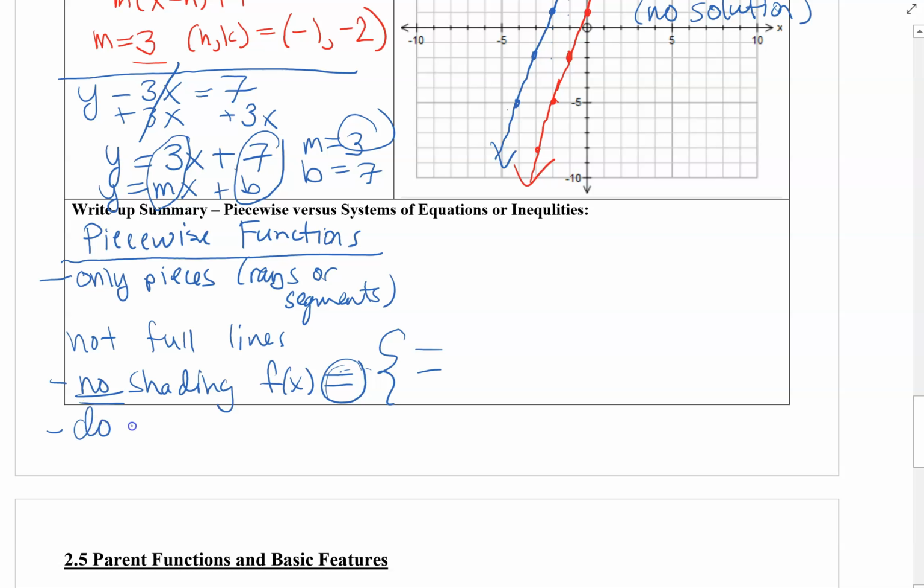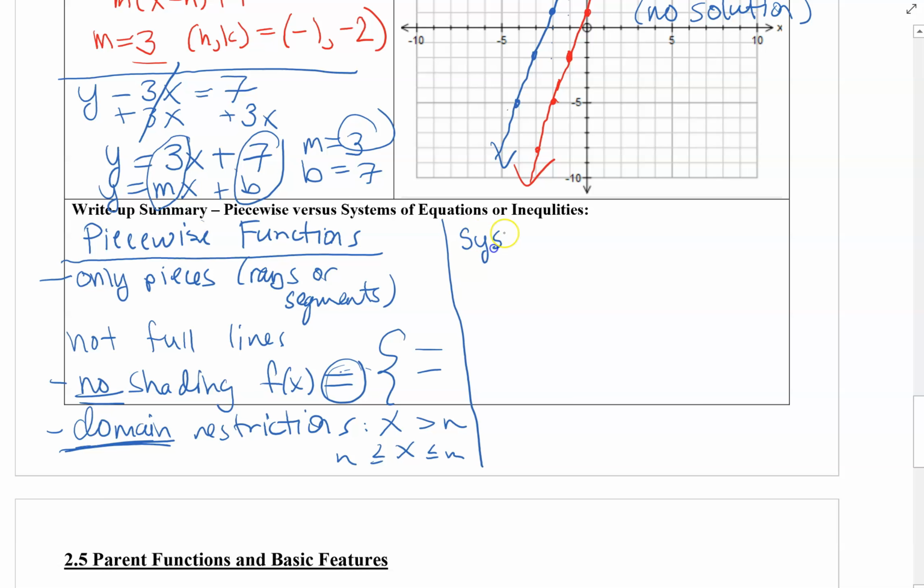And then it will have domain restrictions, right? You will see inequalities, but they will be related to x. So you'll see like x is greater than some number, or maybe it's in between two numbers. So the only inequalities will be related to x because that'll be talking about the domain. That's piecewise.